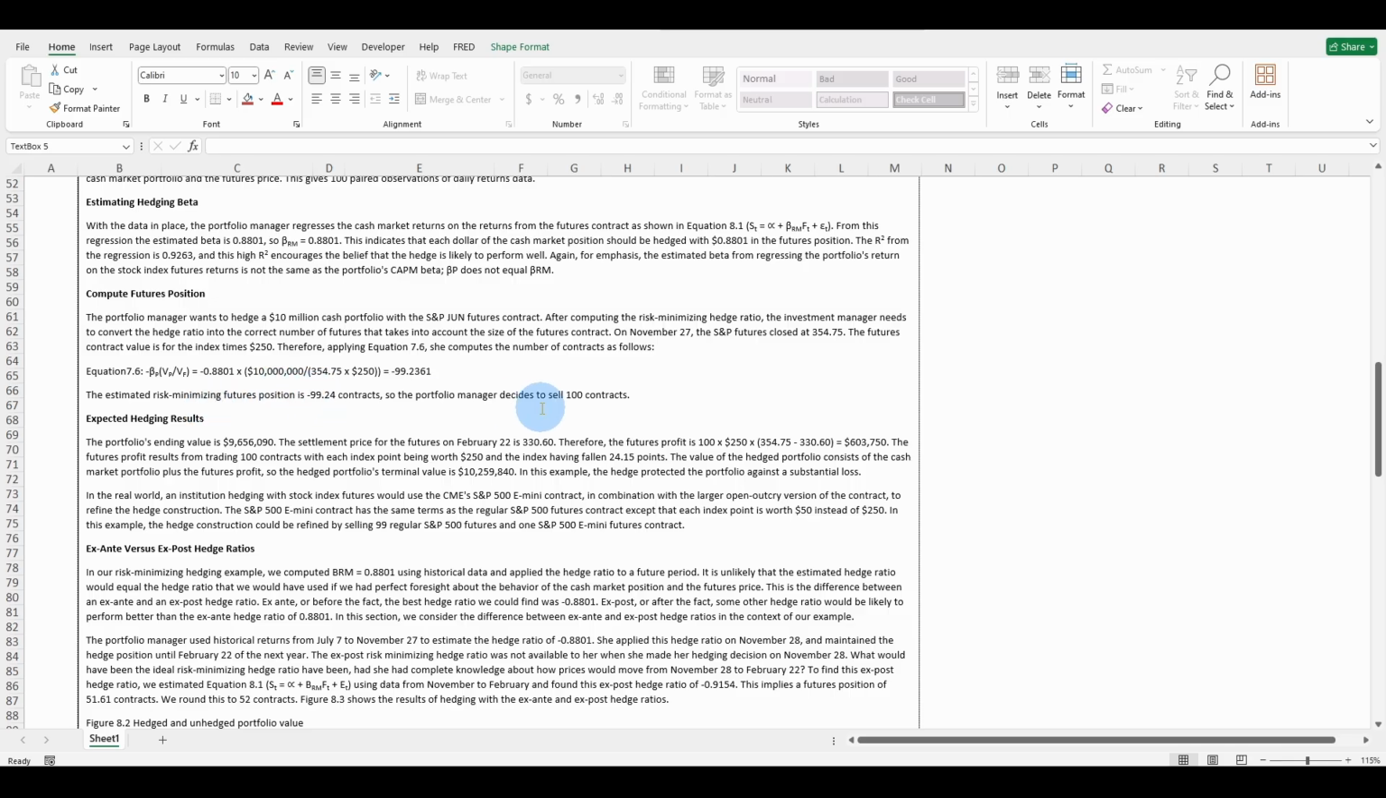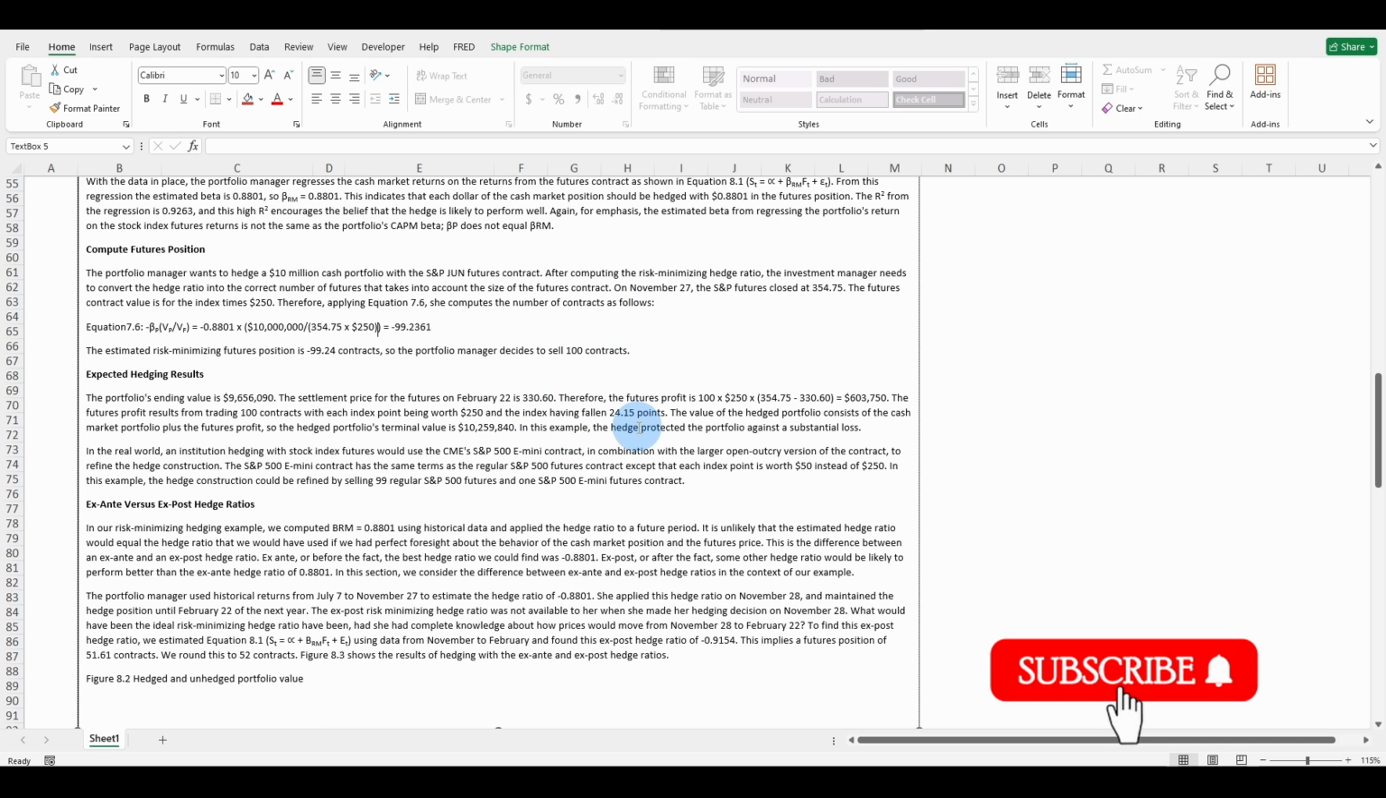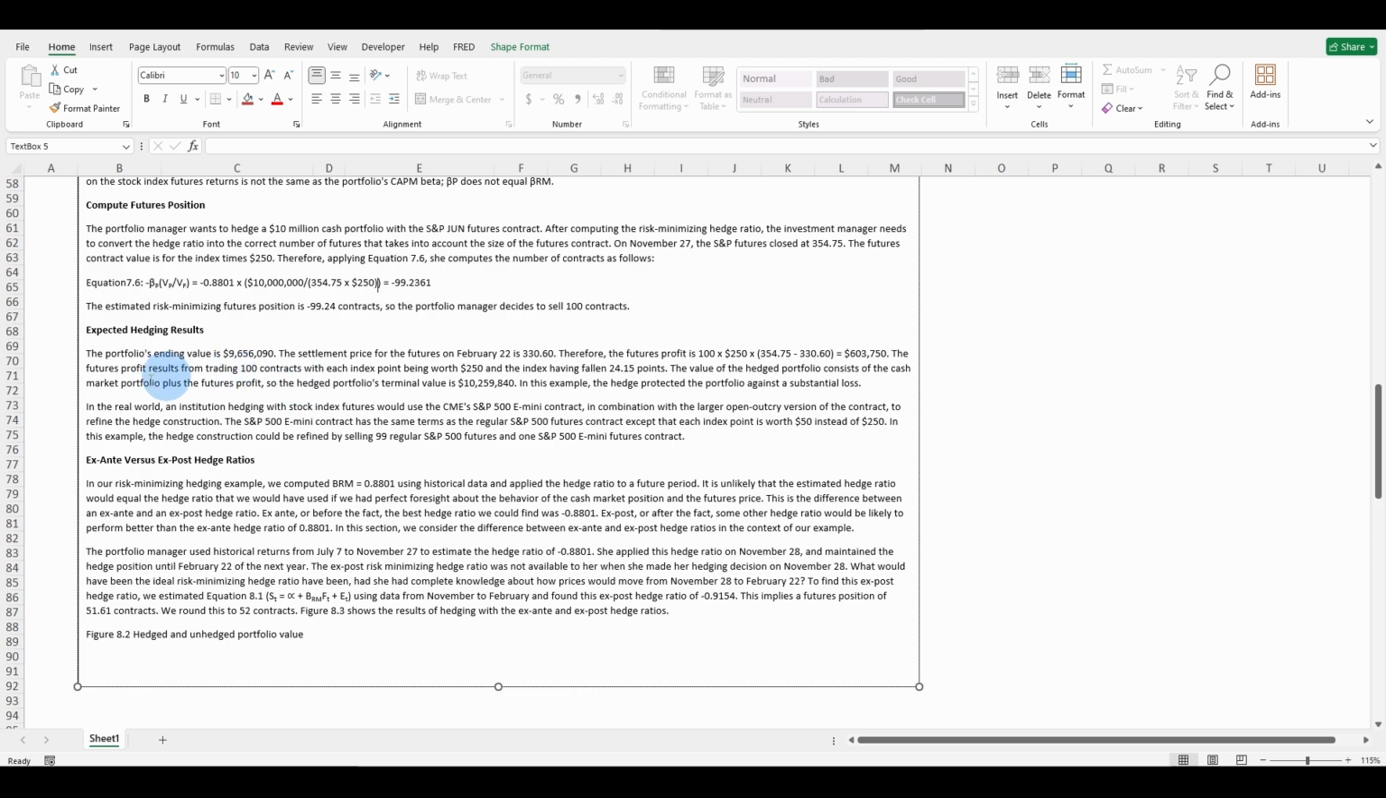So the portfolio manager has to either roll up or roll down. She rolled up to 100 contracts. Expected hedging results: the portfolio's ending value is 9656. The settlement price for the futures is 3360. Therefore, the futures profit is 100.